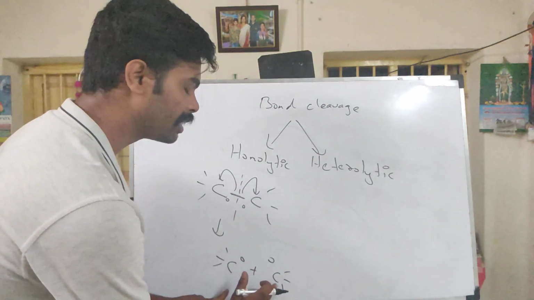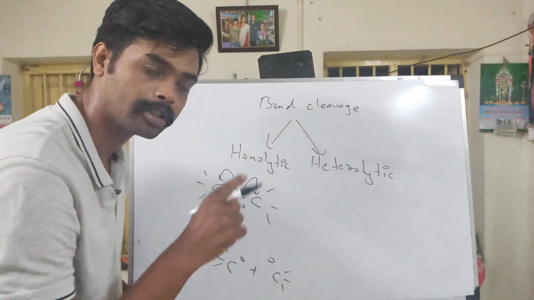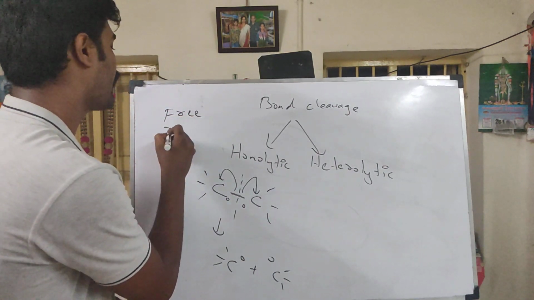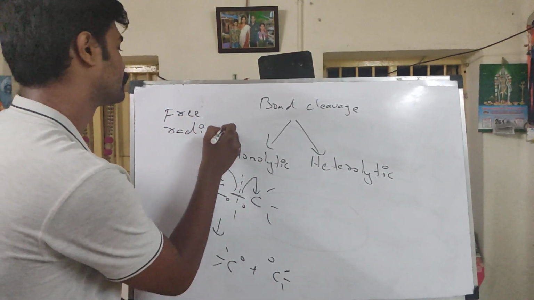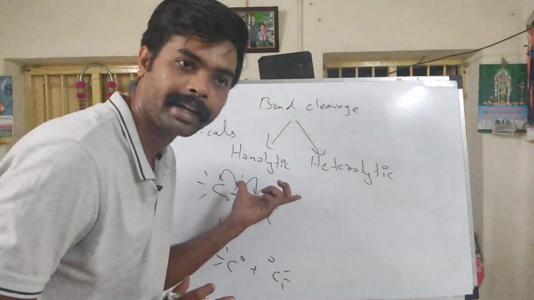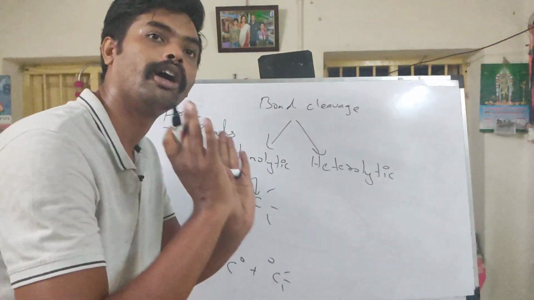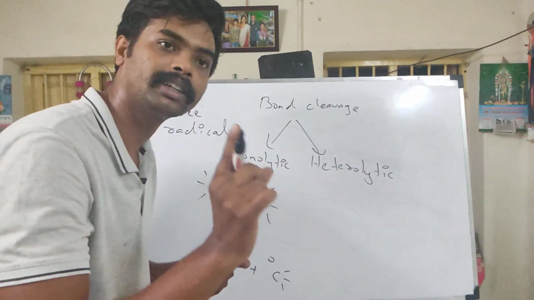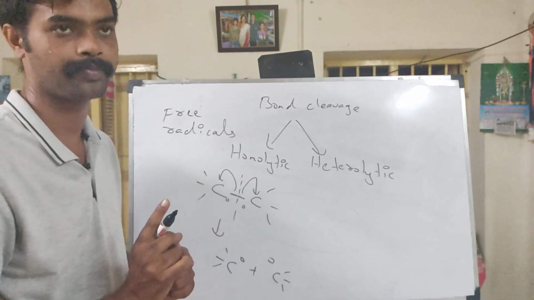I am going to call these kinds of odd electron species free radicals. Now please understand, whenever homolytic cleavage happens, I will always end up only in free radicals. Now this is the first type of intermediate you are going to know, right?